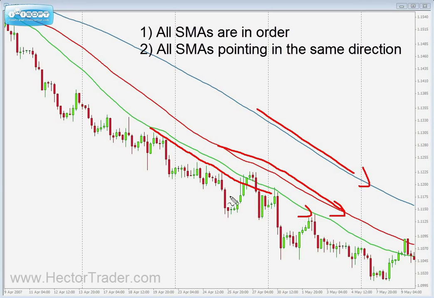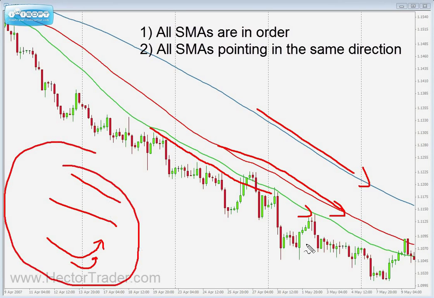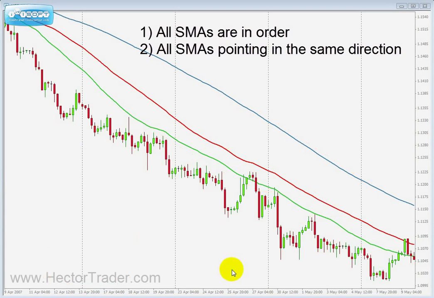Okay, we could have the 30, the 50, and the 100 all in order, but the 30 already curling up and beginning to point up. Okay, that would mean that this trend is weakening, is endangered, or at least for the time being, is not as strong as I would like it to be, okay, in order to search for trading opportunities.